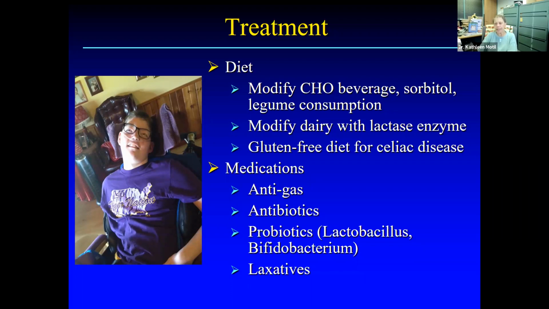Sometimes I will write for an antibiotic called metronidazole. It's specific for the gut and helps to reduce some of the bacterial flora. We can't use that antimicrobial all the time because it does have side effects, but on an intermittent basis, it may be helpful.